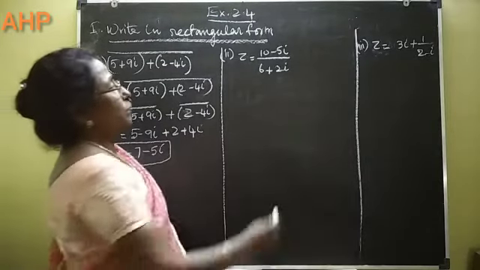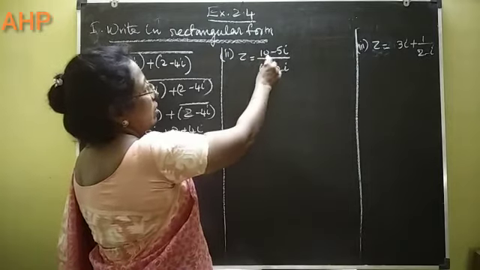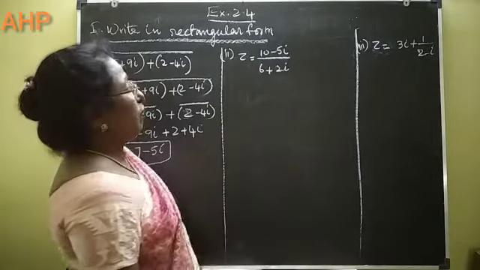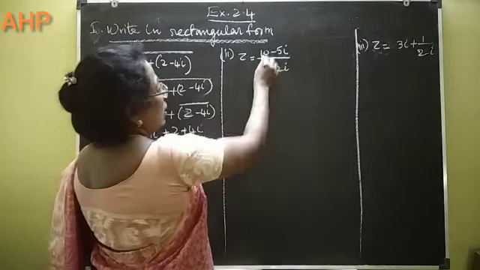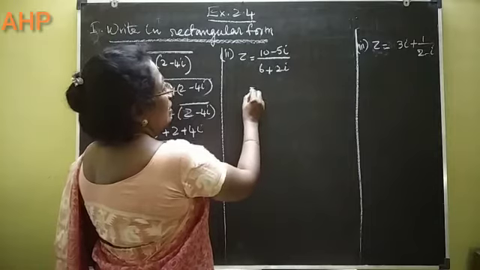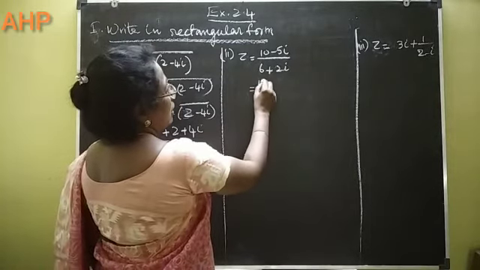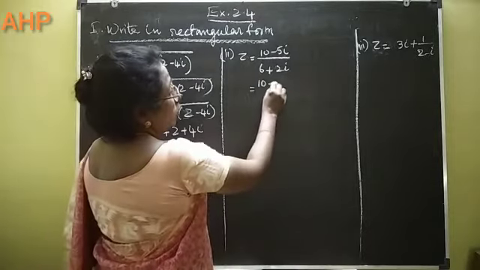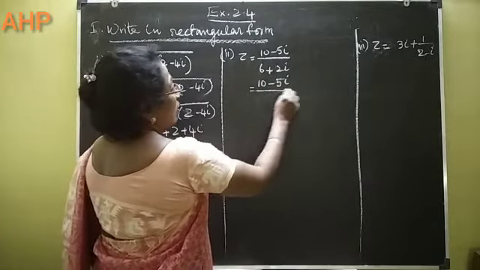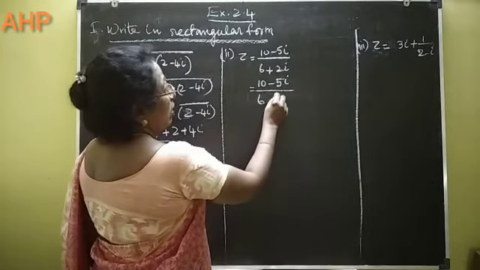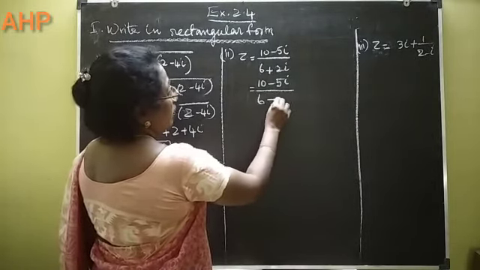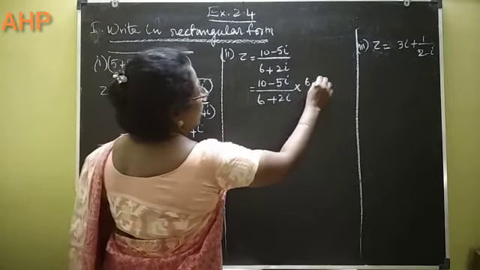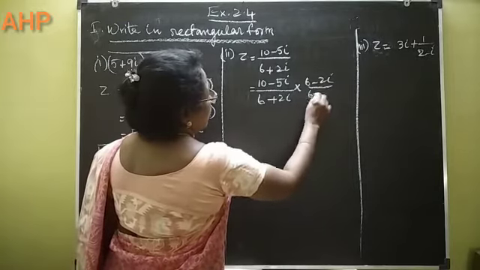In the next question, we have z is equal to 10 minus 5i by 6 plus 2i. To simplify this, let us multiply the numerator and denominator by the conjugate of the denominator. We are supposed to take this i from the denominator. Therefore, we are going to multiply 10 minus 5i divided by 6 plus 2i by its conjugate 6 minus 2i divided by 6 minus 2i.